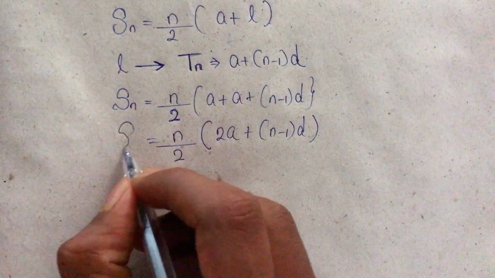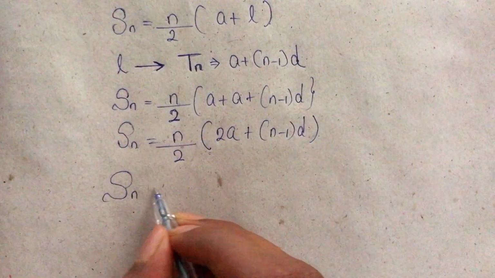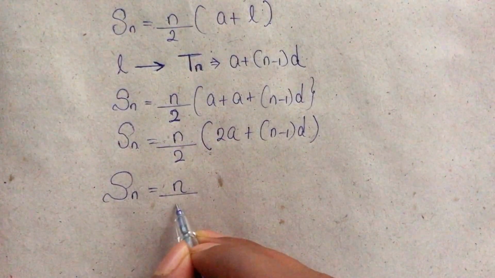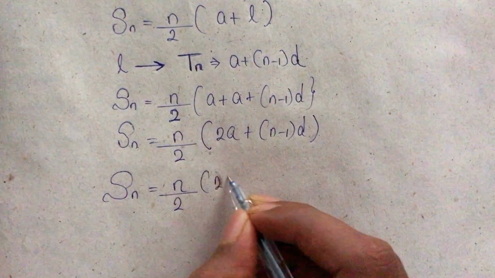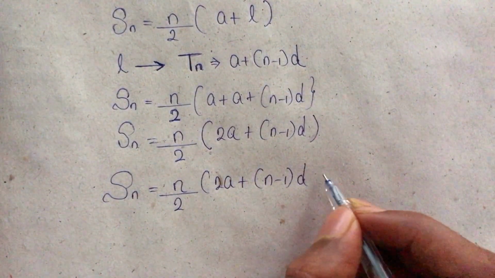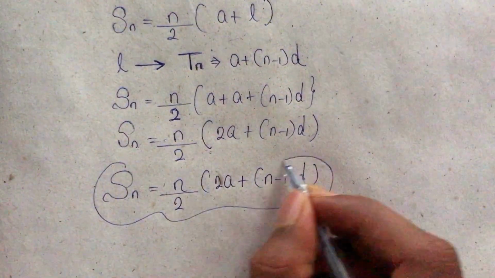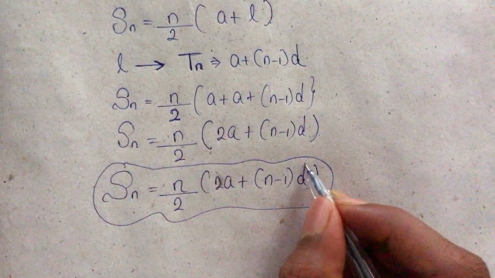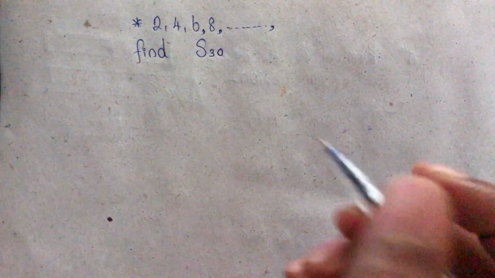Yes, this is the new formula for finding the sum of n terms. If you don't know the last term, you need only the first term and the common difference. Then the formula is n over 2 times (2a + (n − 1)d). This can be used anywhere for finding the sum of n terms.